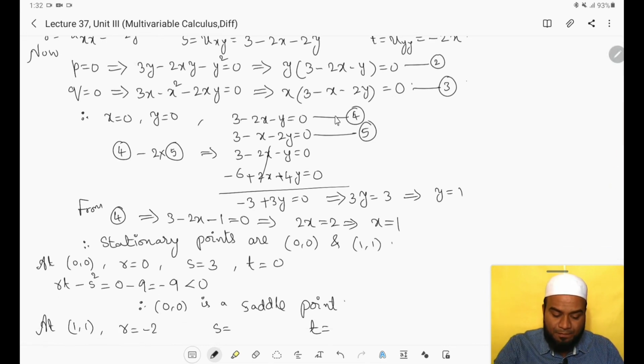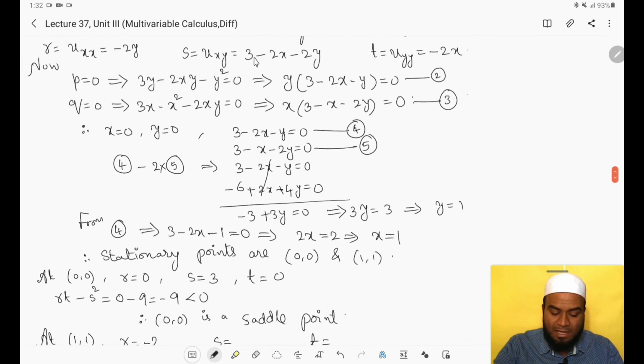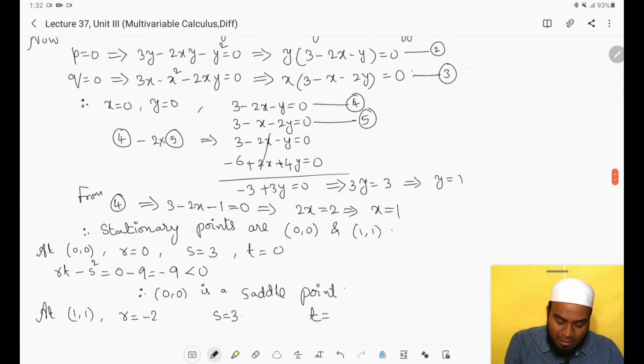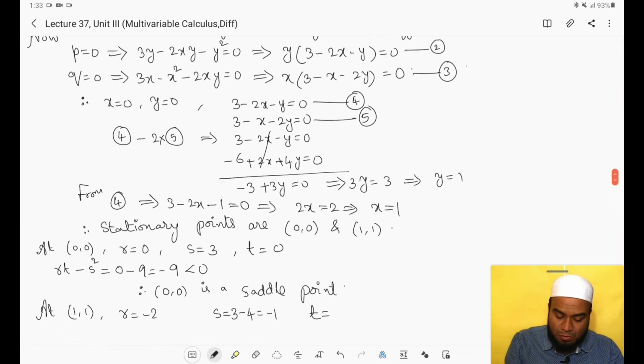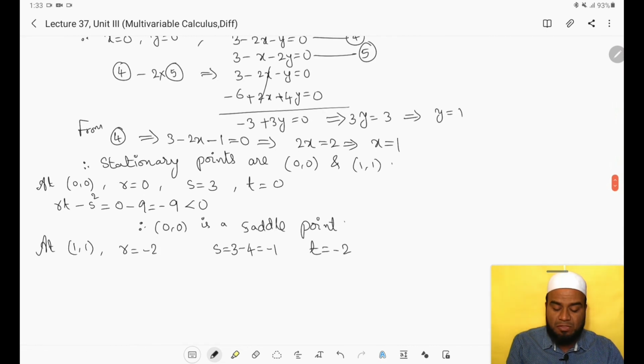s is 3 minus 2x minus 2y. So in place of x we put 1, and in place of y also 1. So 3 minus 2 minus 2 is 3 minus 4, which is minus 1. So s is minus 1, right? In the same way, t is minus 2x here and x is 1, so we will get minus 2. We got r, s, t as minus 2, minus 1 and minus 2.